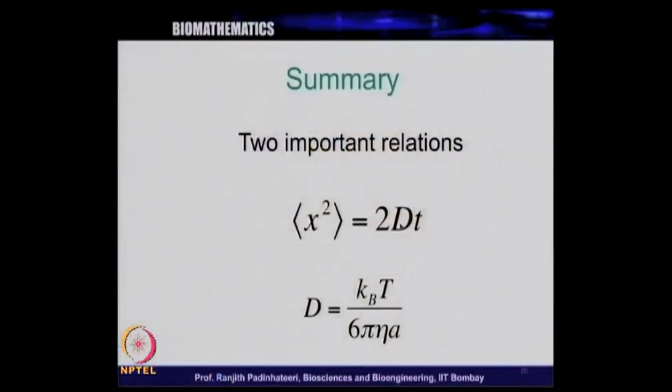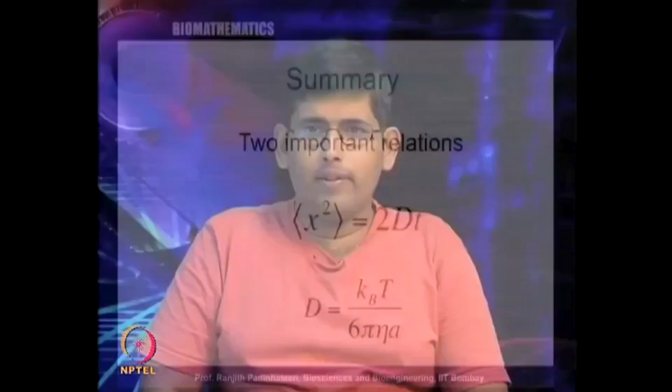With these relations we will summarize today's lecture. The important relations are x square average is equal to 2Dt and D is equal to kBT by 6 pi eta a. You will come across these relations many times in your life, and with this we will stop today's lecture. Remember these relations, and with this we are completing the section on diffusion. We will go ahead and learn new things in the coming lectures. Thank you.